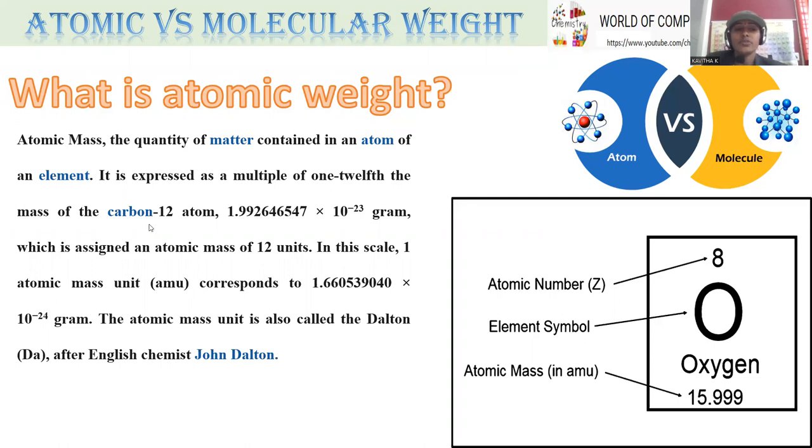So carbon-12 is always taken as the standard to calculate the atomic mass, and 1/12 of it is 1.9926465 times 10 to the power of minus 23 grams. So it is measured in atomic mass units. This calculation was given by the scientist John Dalton. That's the reason why atomic mass or atomic weight is also represented in Dalton units.